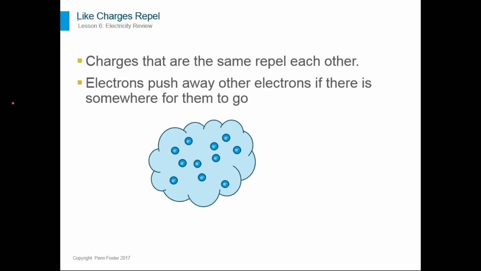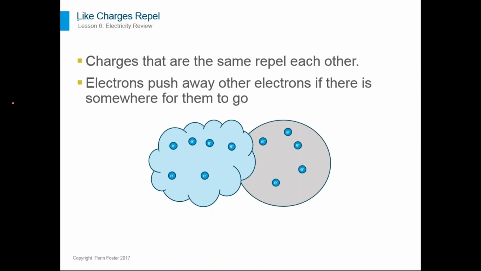Now remember, charges that are the same repel each other. So in an object that has a negative charge caused by a lot of extra electrons, those electrons are all trying to escape. If the object touches a positive or neutral object, the electrons will be pushed to that object.